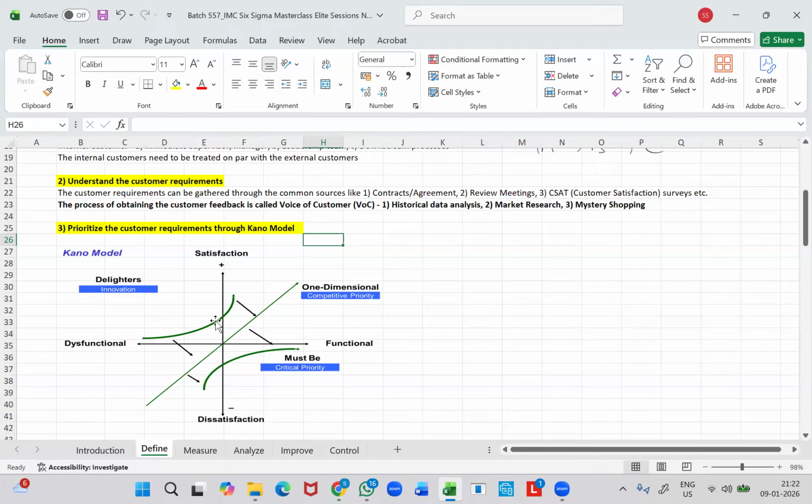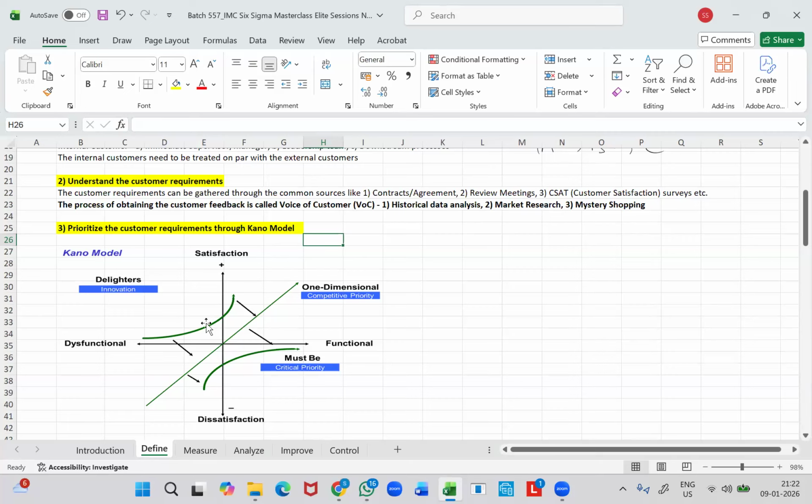So just because the customer is not expecting this, the customer obviously will not be dissatisfied if the delighter need is not provided to you. On the other hand, if the delighter need is provided, the customer would be pretty much surprised with that delighter need and will show higher levels of satisfaction.